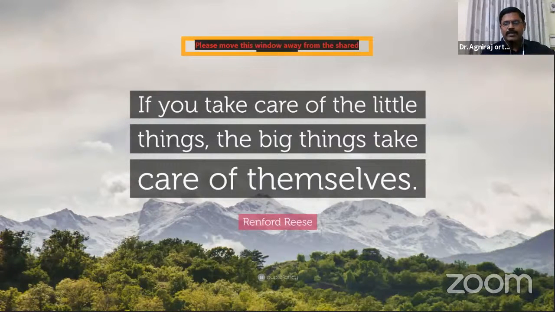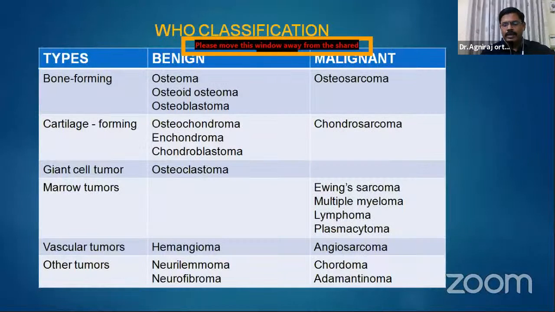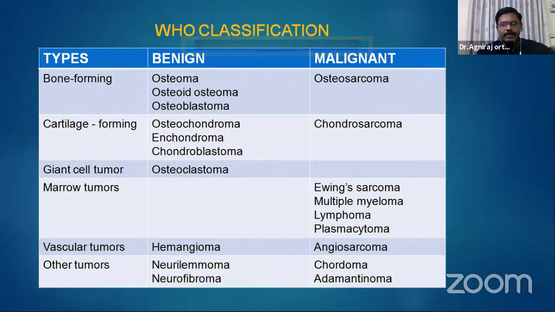So straight away we'll go to the topic. First of all, we'll see what bone tumors are and what the types of tumors are based on the WHO classification. We'll classify them so that we'll be familiar with the tumors and it can be easy. The WHO classification divides the types into benign and malignant.